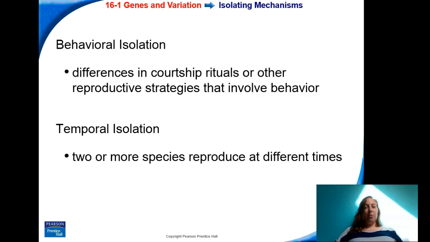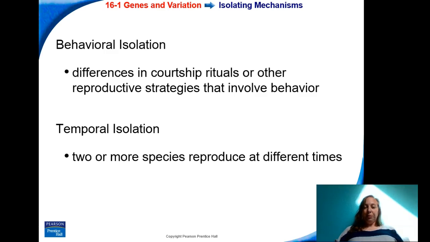Now, there's different types. Behavioral isolation, this can be courtship rituals, it could be reproductive strategies. There's actually some that happen before and after, but realistically what we're talking about is isolating it by behavior so they don't have the ability to reproduce.